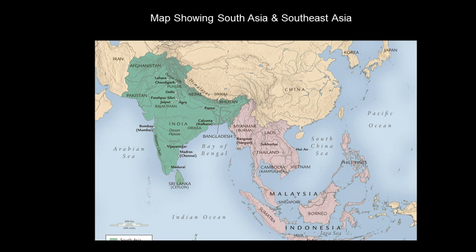Southeast Asia includes the areas in pink on the map. Countries of Southeast Asia include Burma or Myanmar, Laos, Thailand, Cambodia, Vietnam, Malaysia, Indonesia, Singapore, right there, and the Philippines.